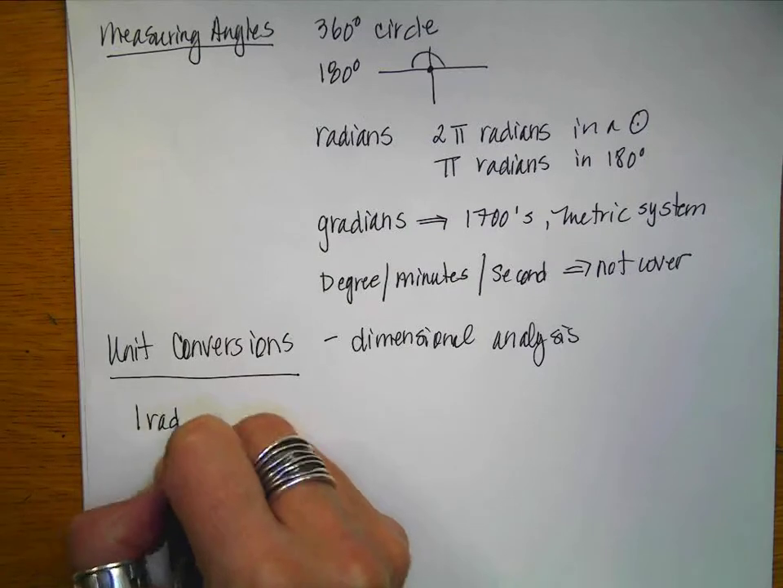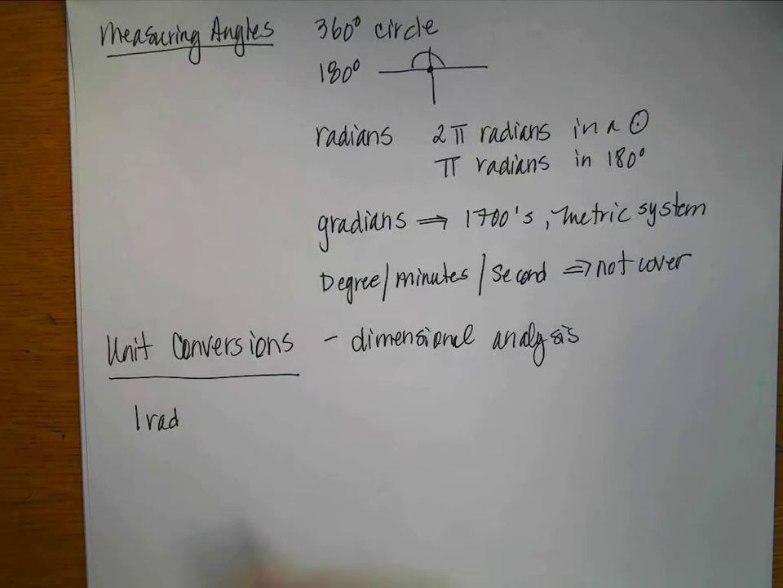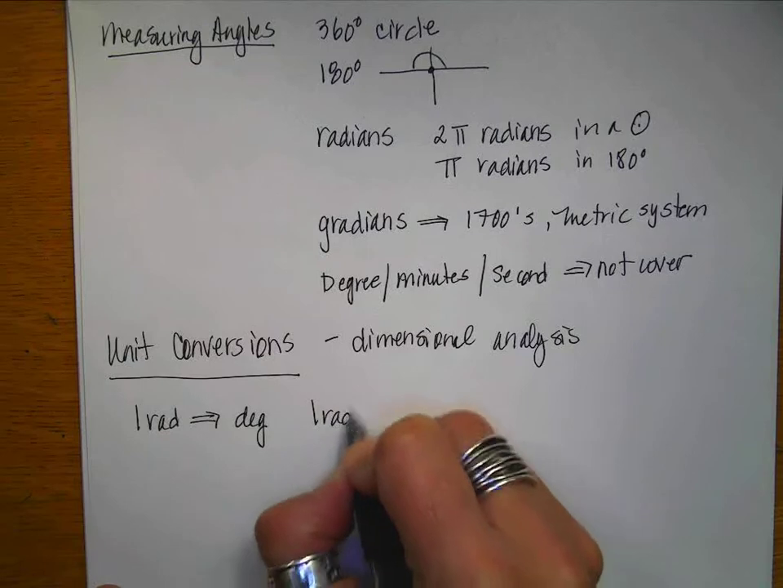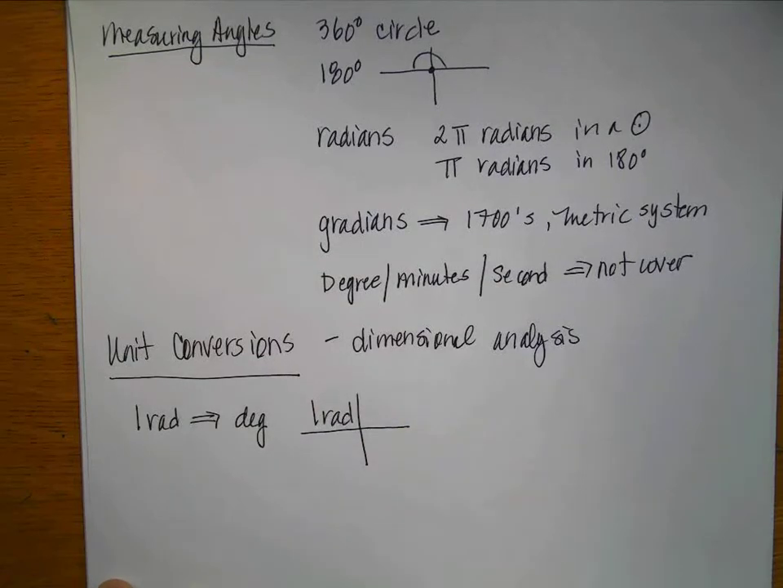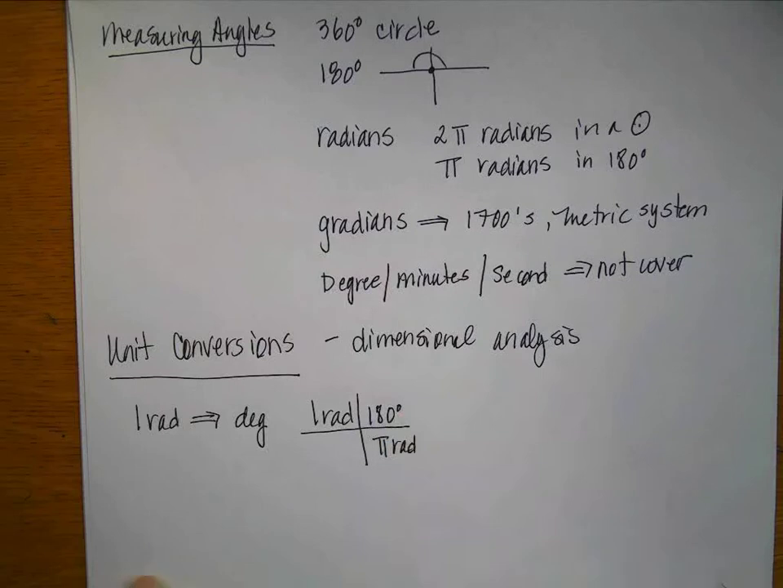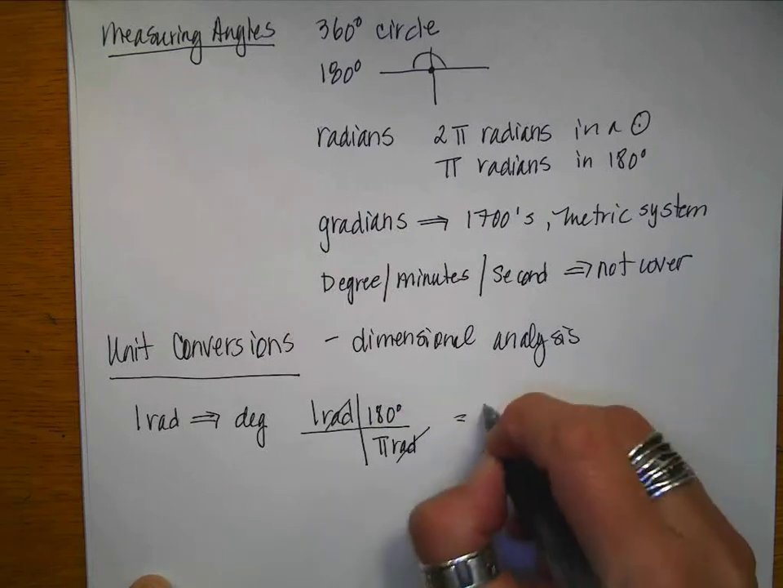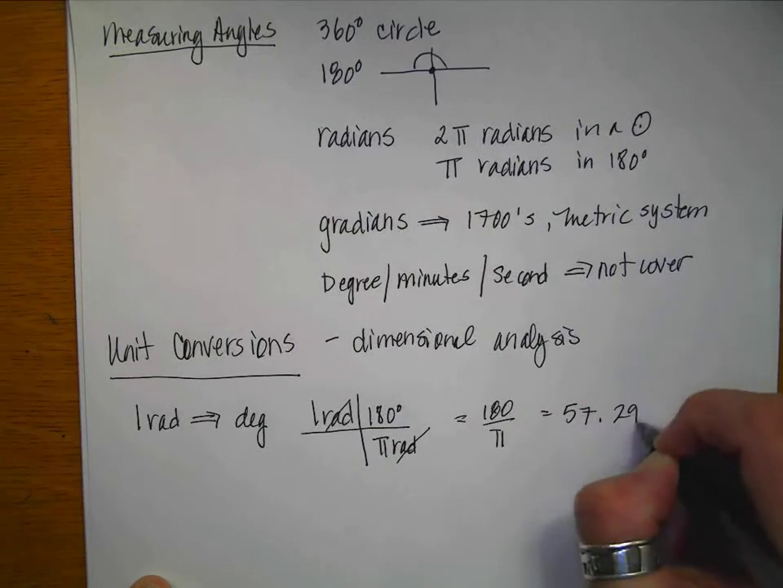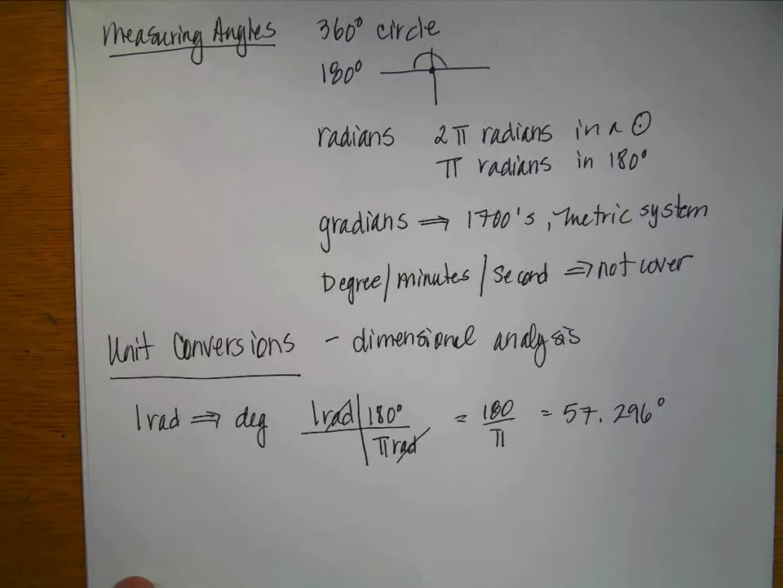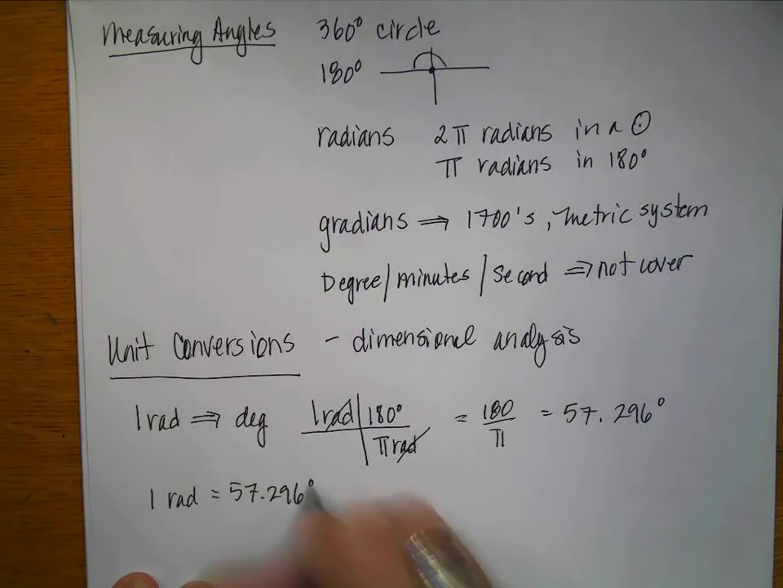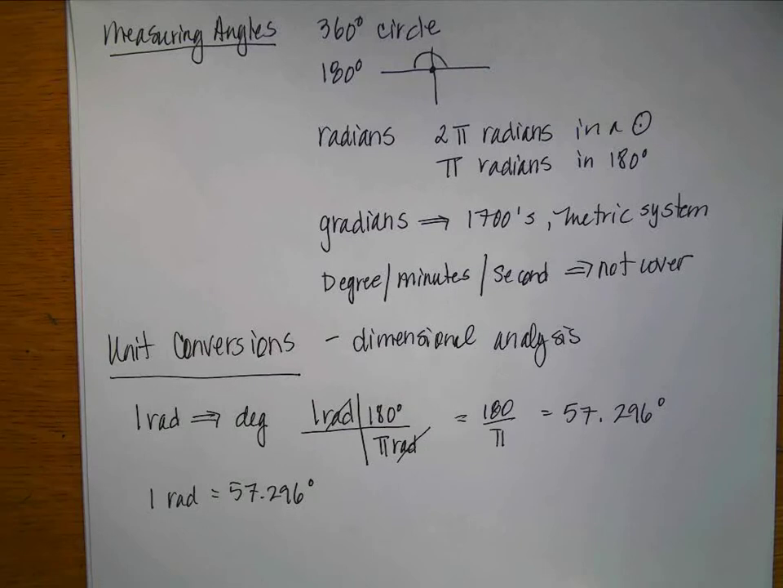So let's say I want to just take 1 radian, just so we understand what the size of a radian is. And I want to convert that to degrees. Then I'm going to set up my problem. I have 1 radian. I set up my little dimensional analysis. There are pi radians in 180 degrees. The radians cancel, and I get 180 divided by pi, and when you do that math, you get 57.296 degrees. So 1 radian is equal to 57.296 degrees.